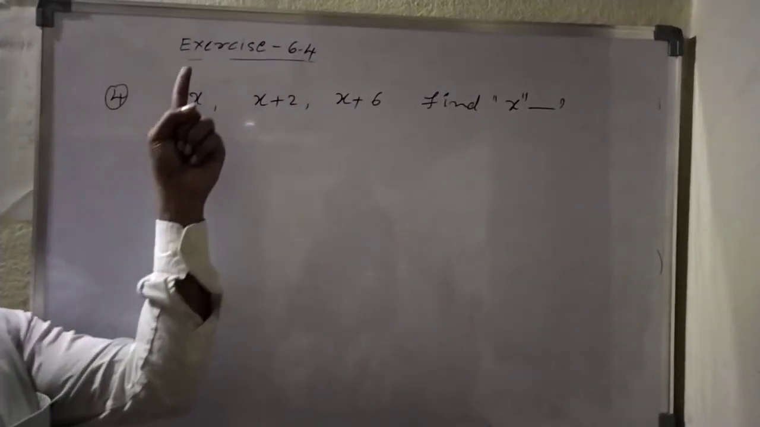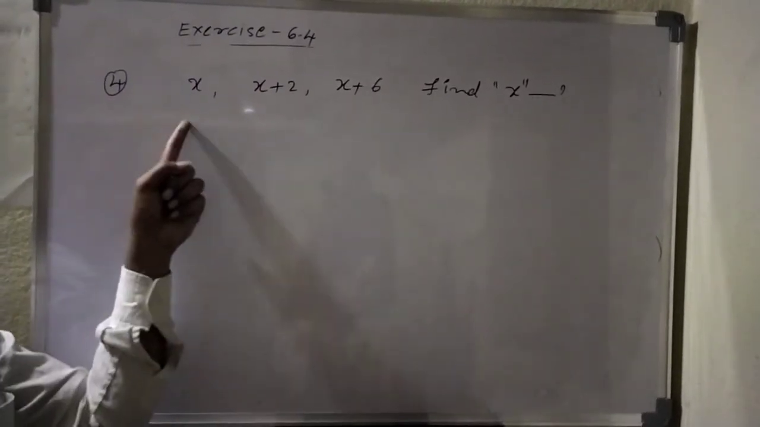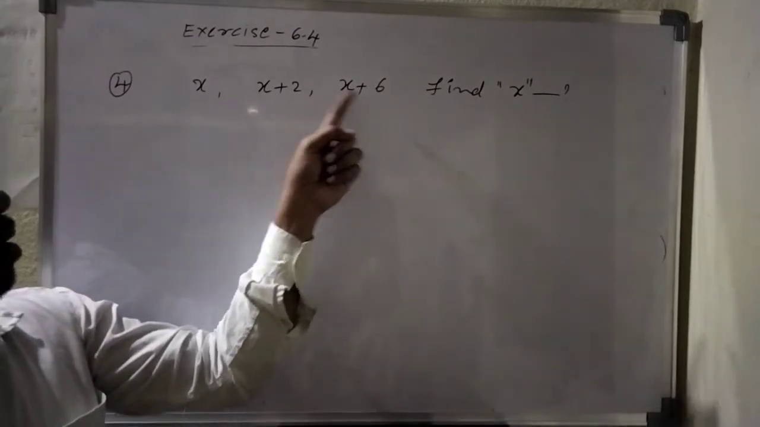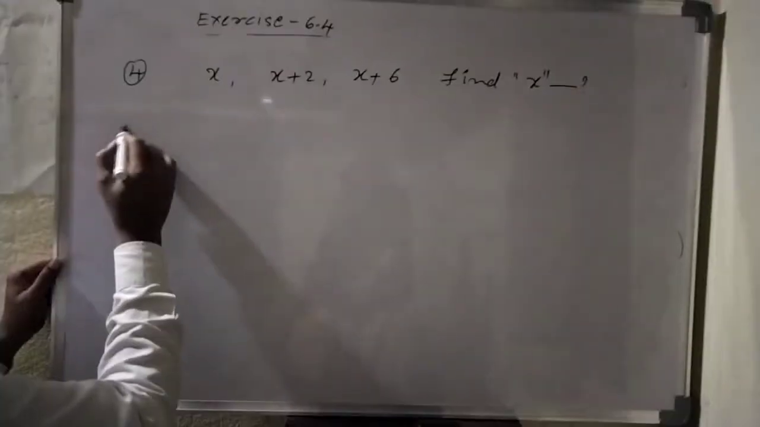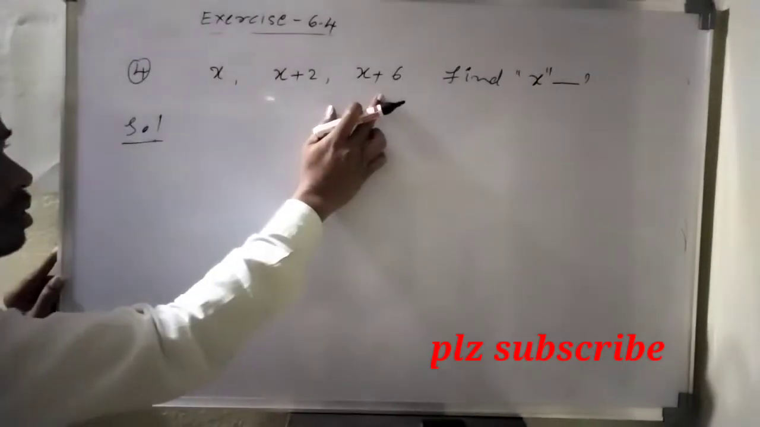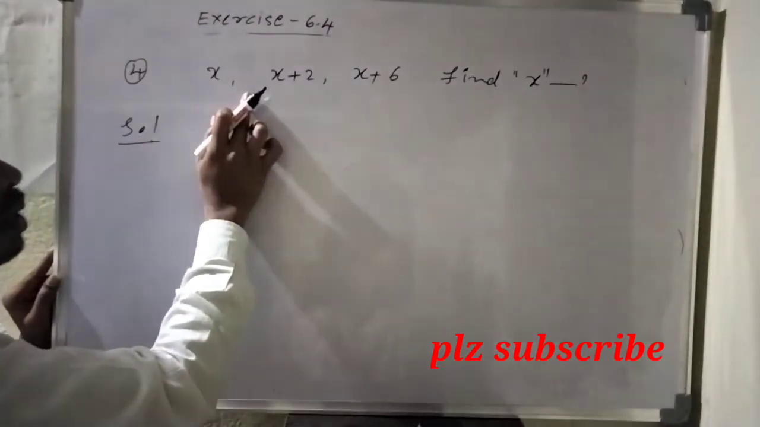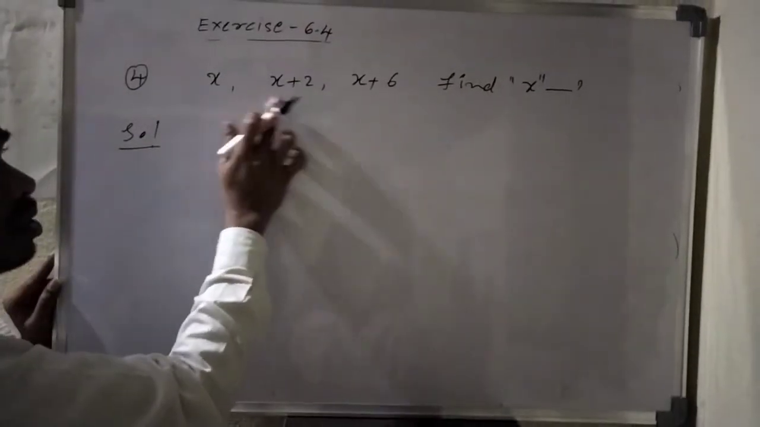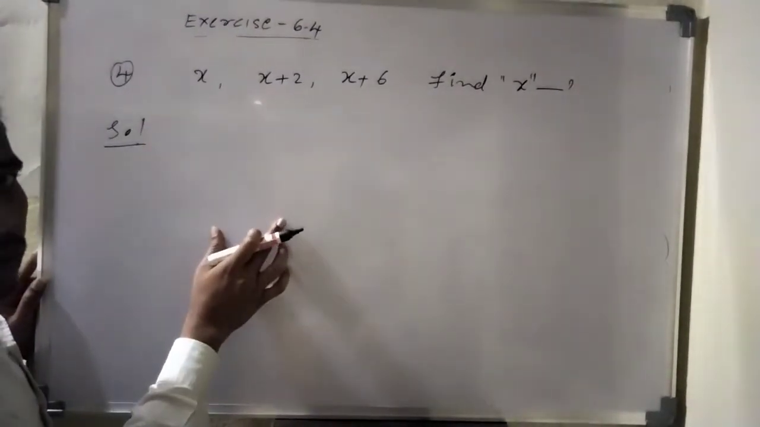Now the same Exercise 6.4, fourth question. So what is the question given? x, x plus 2, x plus 6 are consecutive terms in the geometric progression given. So what is it asking? Find the x value. So what does that mean? These are three consecutive terms, and consecutive terms means they are in geometric progression. So we need to find the x value. Consecutive terms in geometric progression means the common ratio comes out equal.